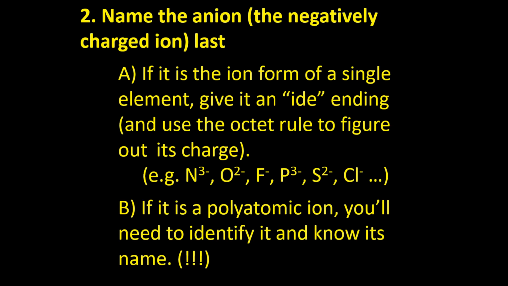So if the anion is the ion form of a single element, then we take that element's name and put an IDE ending on it. And we use the octet rule to figure out its charge if we need to know the charge. So here we have nitrogen, which according to the octet rule needs 3 electrons, so it becomes -3 charged when it makes an ion. And that would be nitride ion.